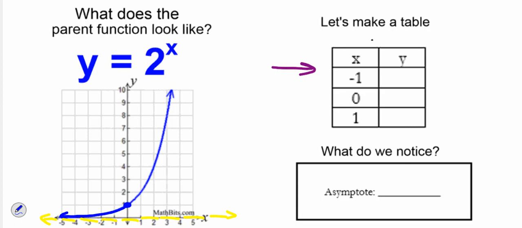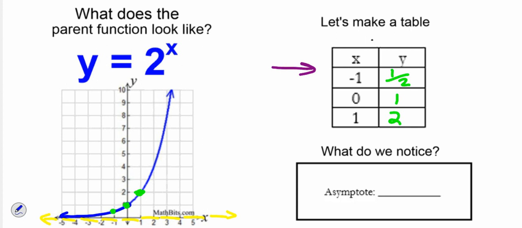All right, so once we do that, let's go back here. We're looking at our table and we notice that we have a 1/2 for -1, we have a 1 for 0, and we have a 2 for 1. And that makes sense, right? I see all those points. I see 0, 1, I see 1, 2, and I see -1, 1/2. All those points are actually on our graph, which is cool, right?